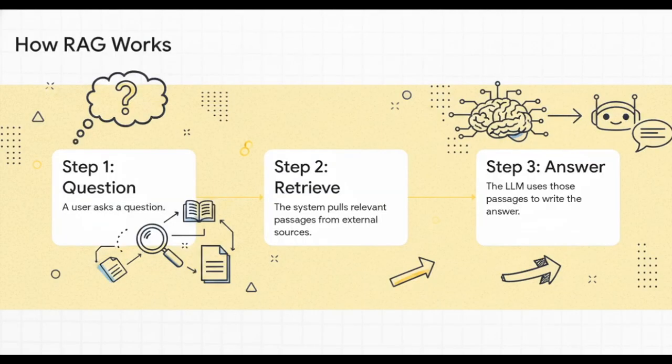And the process is so simple but so powerful. You ask a question. The system goes out and finds relevant snippets from its knowledge source. Then, and only then, does the AI use those retrieved facts to formulate its answer. This grounds the response in real, current evidence, not just its old internal memory.